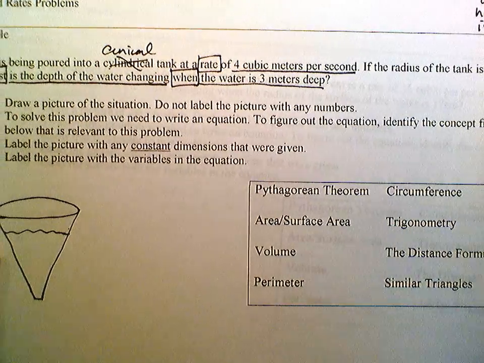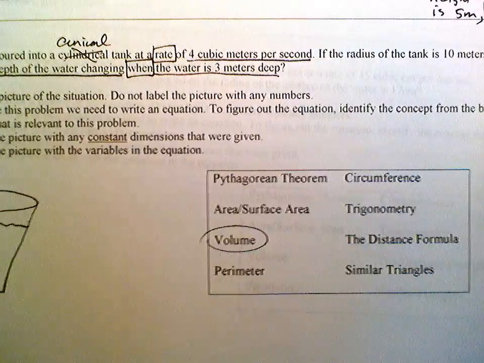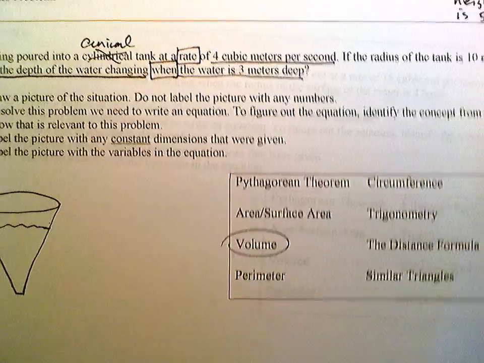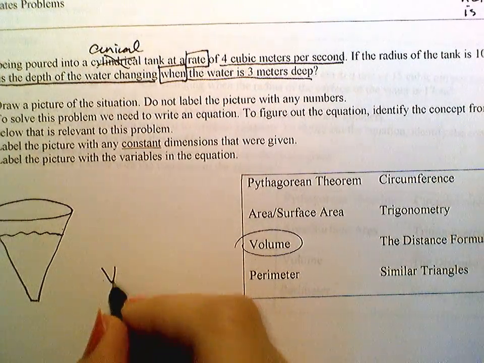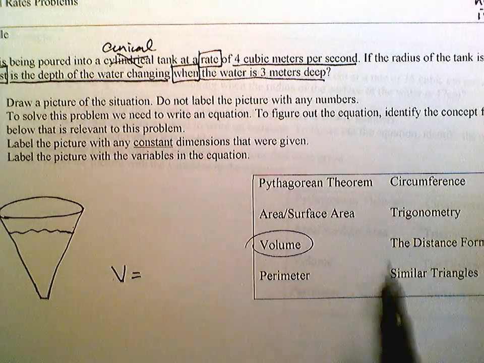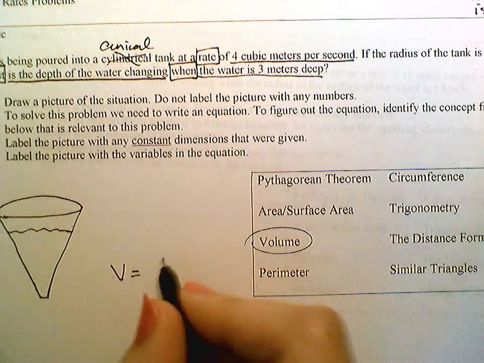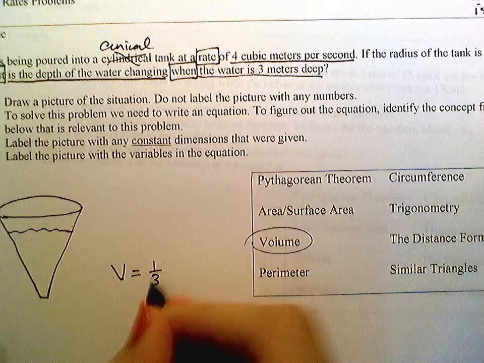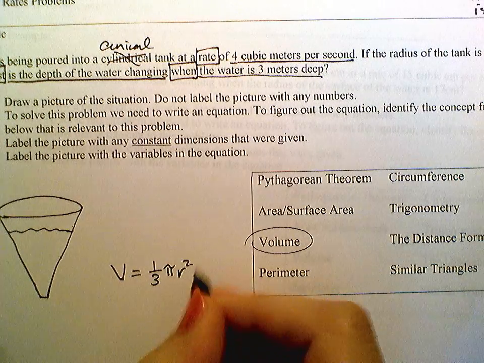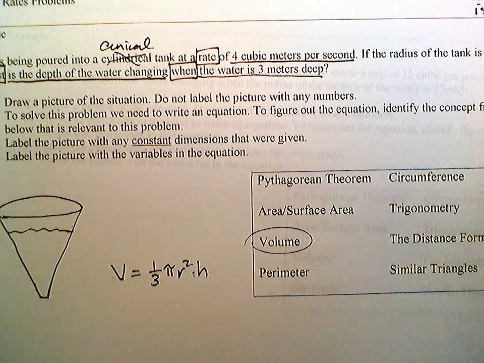Okay, so we drew the picture. This is volume. I just kind of gave it away. So I'm going to write it down. When I'm talking about volume, I mean the volume of the water in this cone. So the volume of the water in the cone is 1/3 pi r squared h. You just have to know that formula.